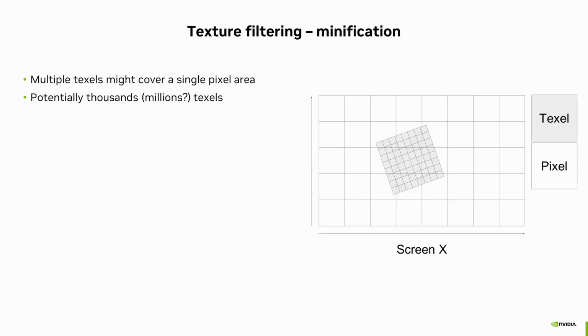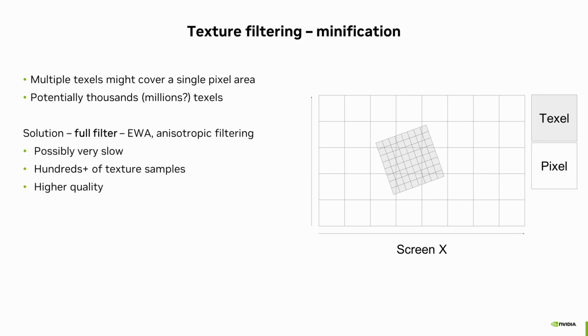In this traditional approach and framework of texture filtering, we also need to take special care for minification, namely when multiple texels cover a single pixel area, for example, because the shaded object is very far away. There can be thousands or even millions of contributing texels, and we cannot select just one or a few of them, because doing so would result in aliasing. So, in this traditional framework, we can use two solutions.